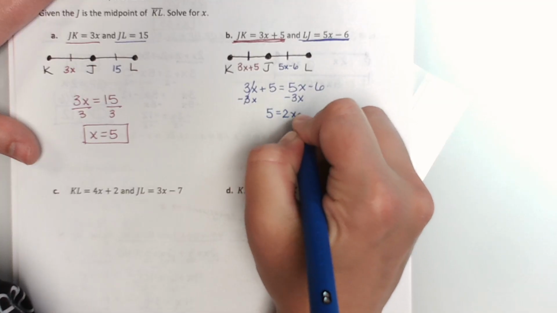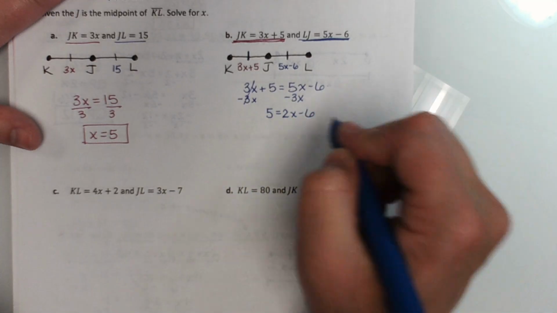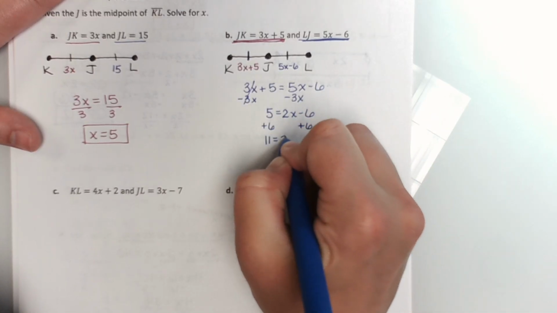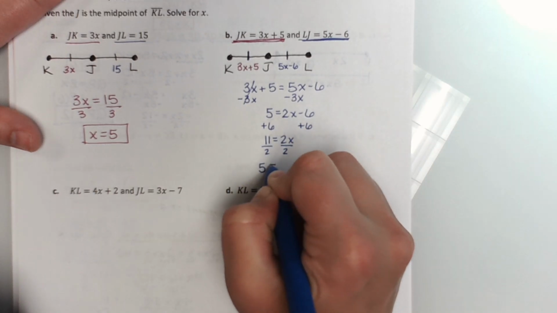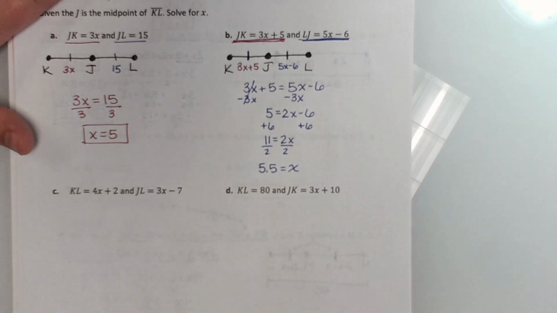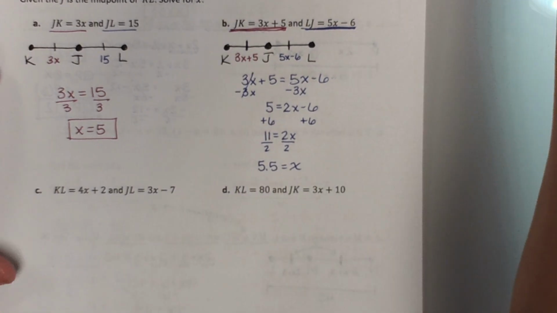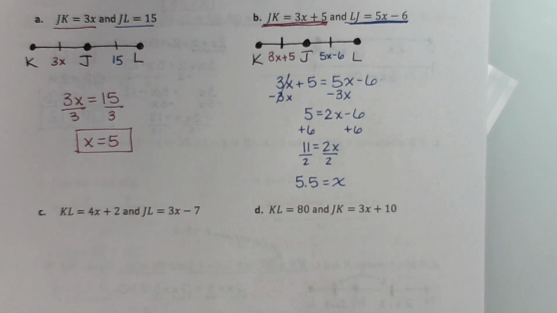5 equals 2x minus 6. Typically, once we get here, we're doing okay. Add 6. 11 equals 2x, divide by 2. And I get 5.5 for x. Yeah, I'm pausing. I went through quickly.